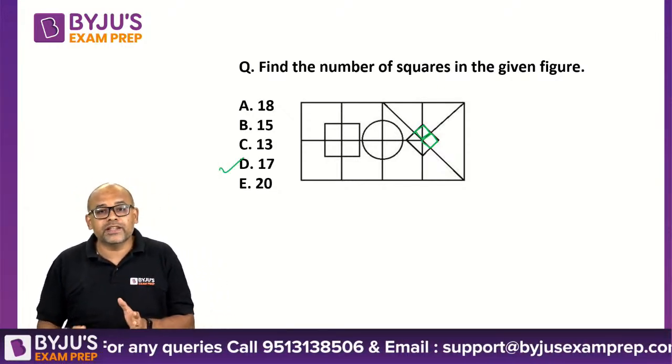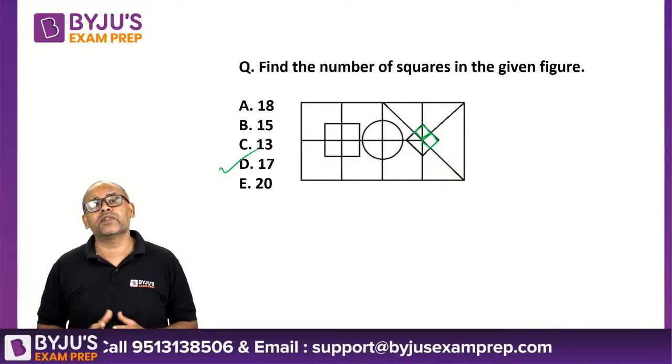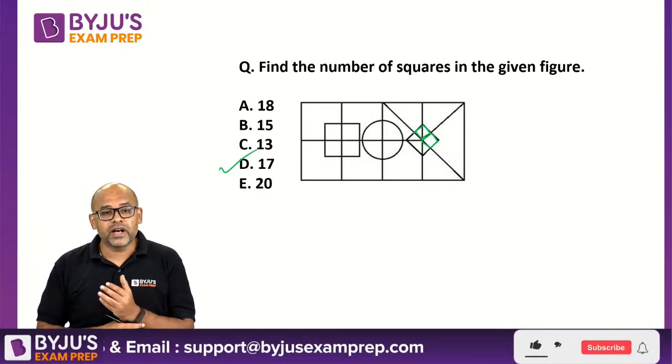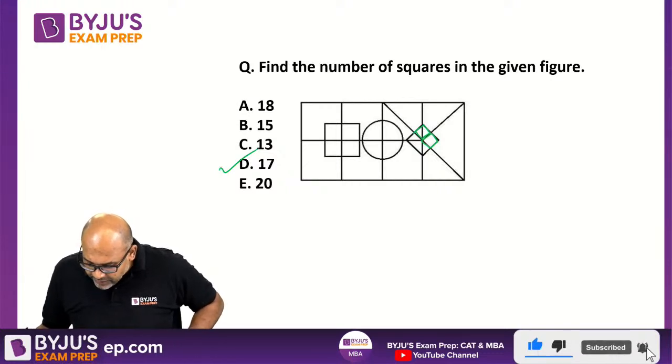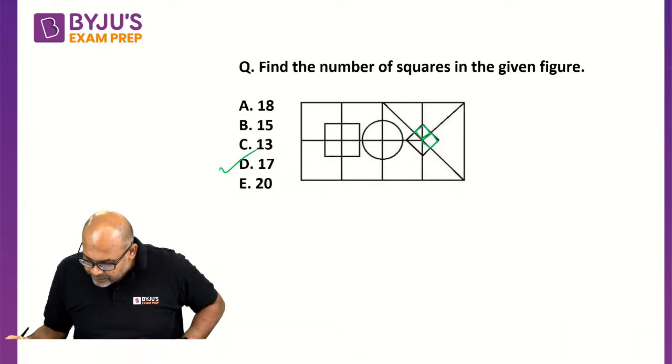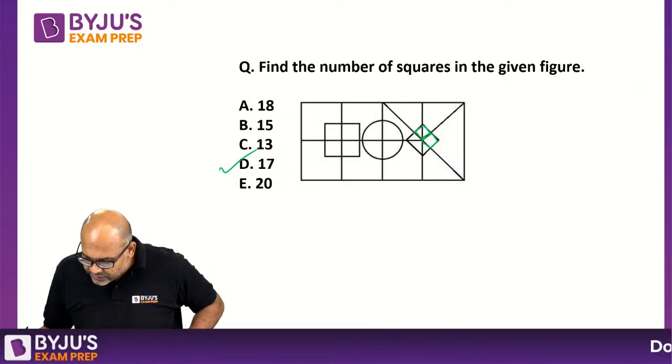But again, if you notice, it took me some time, right? It was not a 30-second question. So please, small diagonal, there's one more. Did I miss? Let me see if I missed anything else. Did I miss any other square?